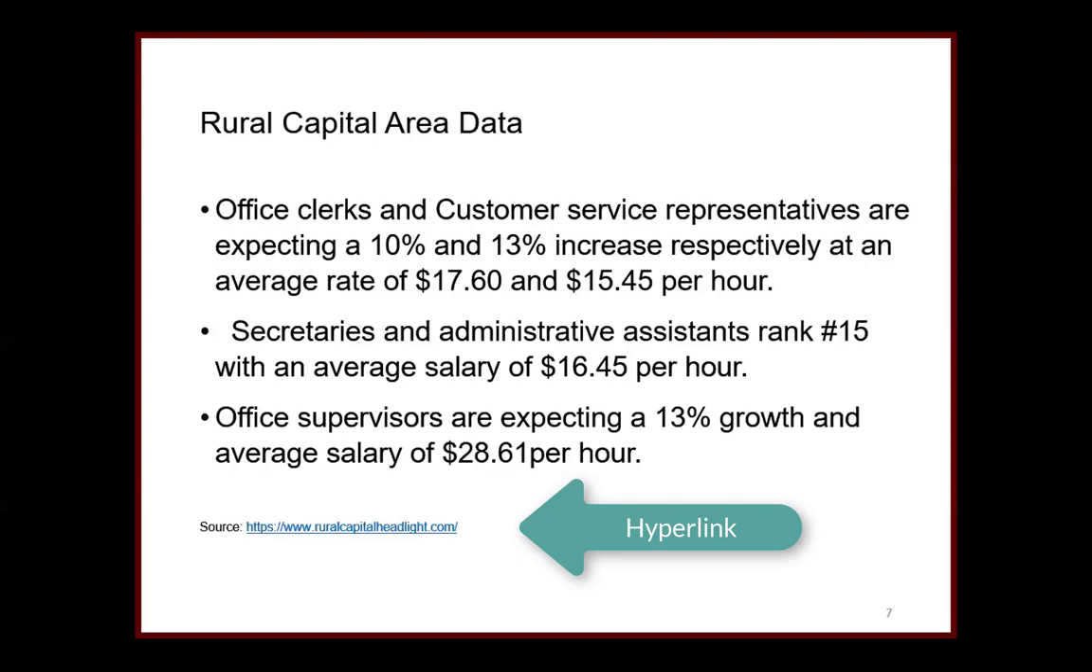Secretaries are also on that list. They make about $16.45 a couple of years ago. And the interesting thing is you always want to think about where they would go after that. So you get an initial office job. You're just an office clerk making $15.45 an hour or $17.60 an hour. But if you become an office supervisor or an office manager, you could be making around $28 an hour on average. That's a substantial increase and an opportunity for growth.